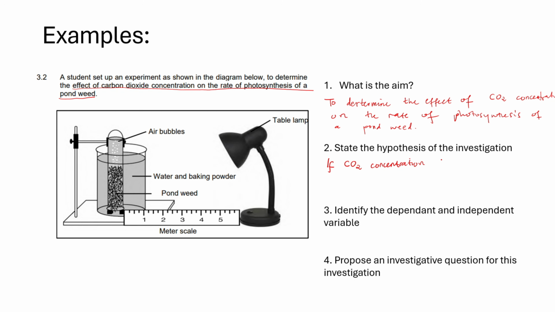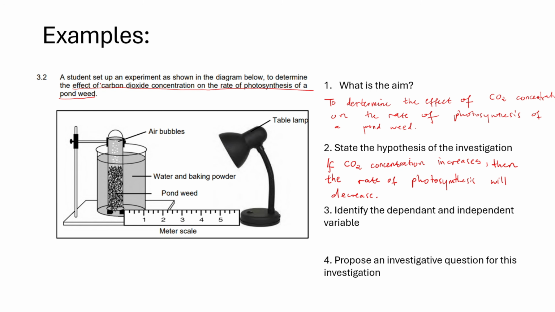If carbon dioxide concentration increases, I have already talked about carbon dioxide, and then I would say the rate of photosynthesis will decrease. Well, this is just my opinion, okay? So a hypothesis is just your opinion on the aim.